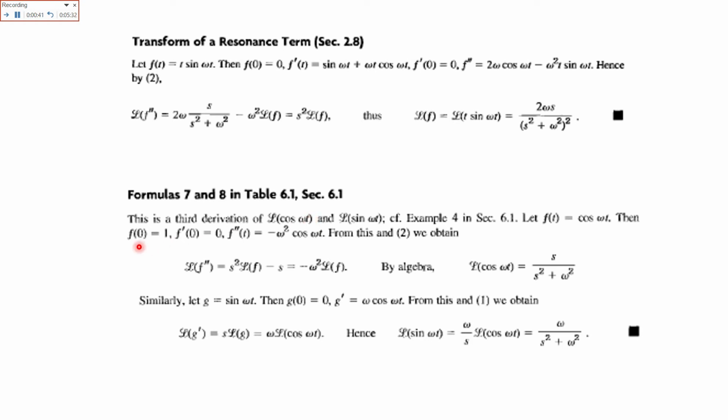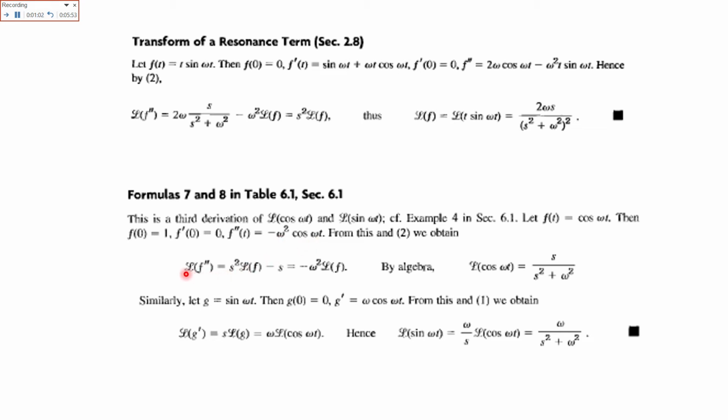Similarly, we have another trigonometric function where f of t equals cos omega t, and we have to find its second order derivative Laplace transform. Then f of 0 equals 1, f dash of 0 is 0 when you solve it, and f double dash of t is minus omega square cos omega t.